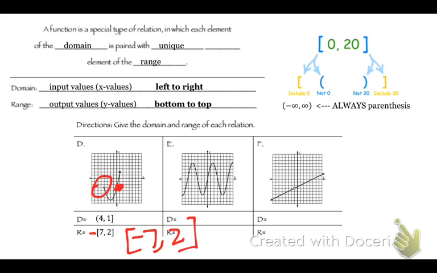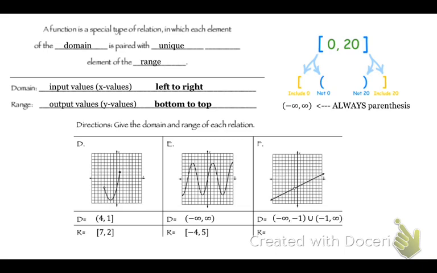Now this one, domain, goes forever in the left direction, towards negative infinity, and forever towards positive infinity, so that's negative infinity to positive infinity. Range is bottom to top, so the furthest down this goes is -4 and the furthest up this goes is +5, so that's going to be -4 to 5.